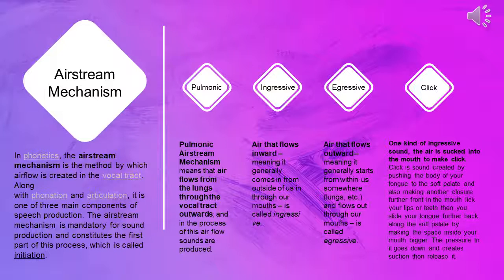Ingressive. Air that flows inward, meaning it generally comes in from outside of us and through our mouths, is called ingressive. Egressive. Air that flows outward, meaning it generally starts from within us somewhere and flows out through our mouths, is called egressive. Click. One kind of ingressive sound, the air is sucked into the mouth to make a click.